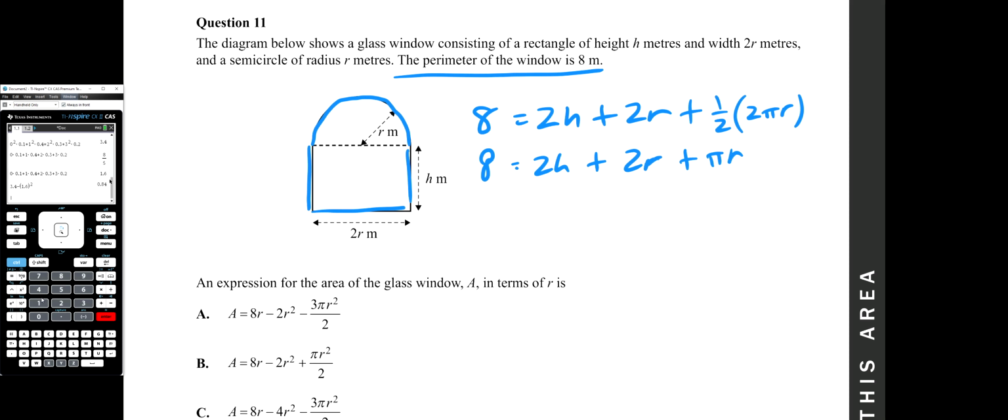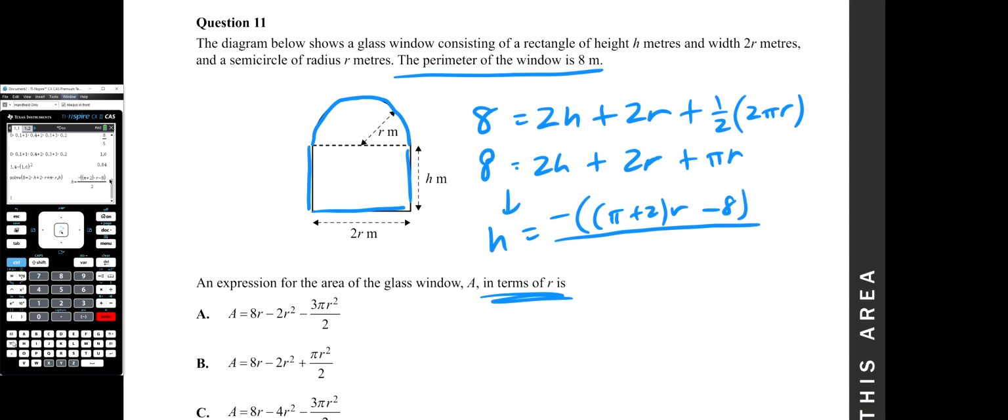So we want the area in terms of r only. In other words, we want to get rid of h. So from this equation, we can solve for h, and we can use a calculator for this one, menu 3 1: 8 equals 2h plus 2r plus pi r. We want to solve for h, and there we go. We get h equals negative bracket pi plus 2 r minus 8, all over 2. So that's the height in terms of the radius.